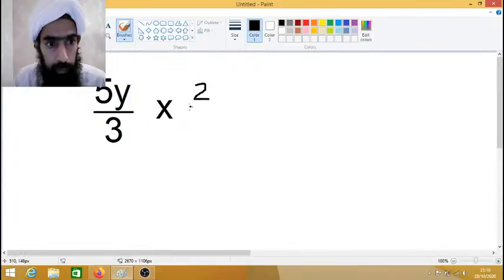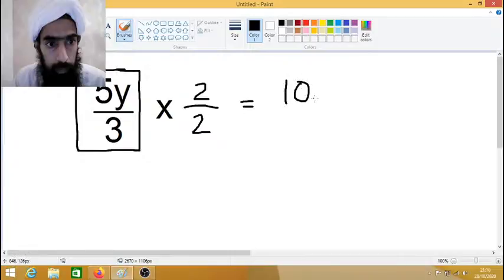So in this case, let me times it by 2 over 2. And then what I'll have is, instead of 5y over 3, I'll have 10y over 6. It's a fraction that looks different, but apart from looking different, I know it's exactly the same as what I had originally. It's still the same as 5y over 3.